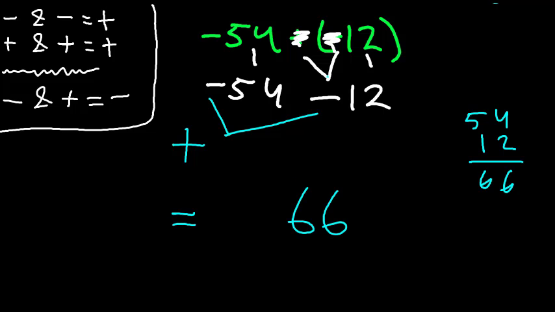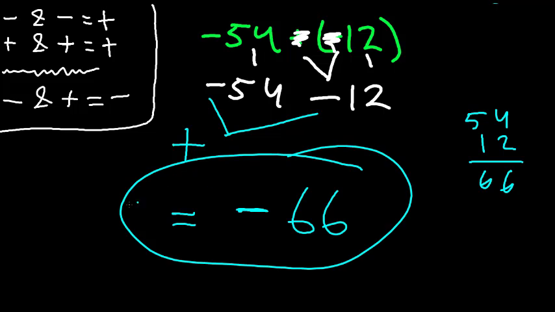So the sign you would put is the sign of the greater number. So which number is greater? Negative 54 or 12? We're just going to forget about the signs. Don't worry about the signs. Just look at the numbers. 54 is greater. So we're going to put the sign that 54 has. And 54 has a negative sign. So we're going to put a negative sign to the number. And this one would be our answer.